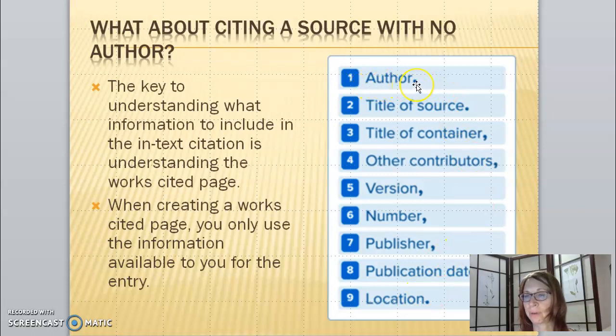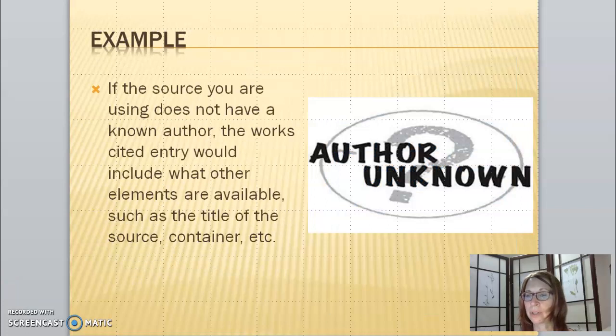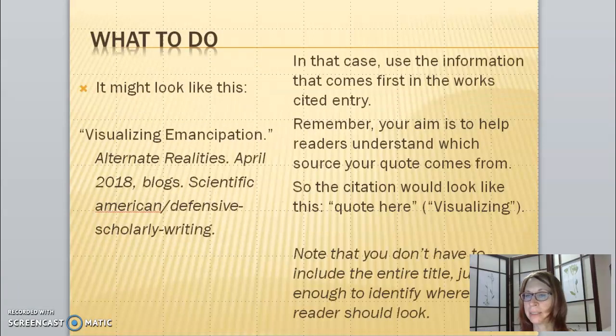Normally you're listing the author first here, but what if you don't have an author? When there's an unknown author, then you just go to the next element on the list. In this case, the title of the source is the next element that this writer has to include, and that is the name of an article. So notice that when it comes to citing that, when there is a quote in your essay that needs to refer to this, you would put the quote here, and if you have not introduced this article beforehand, all you need is that first word put into the citation.